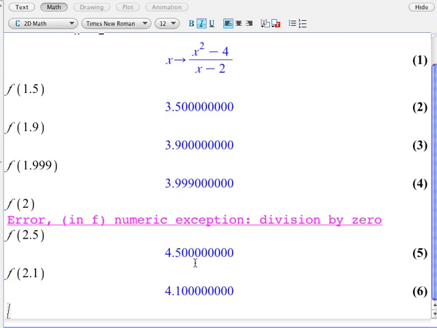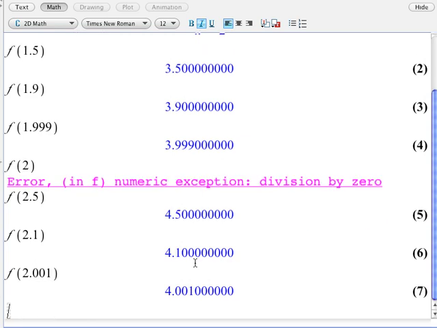So what is f of 2.1? Well, that's 4.1. What is f of 2.001? Well, that's 4.001. So now we know that from the left, the value was getting really, really close to 4. And as I approach from the right, it's getting really, really close to 4.